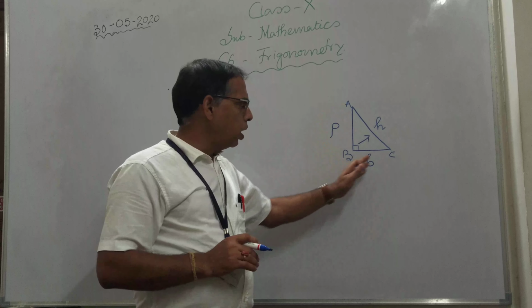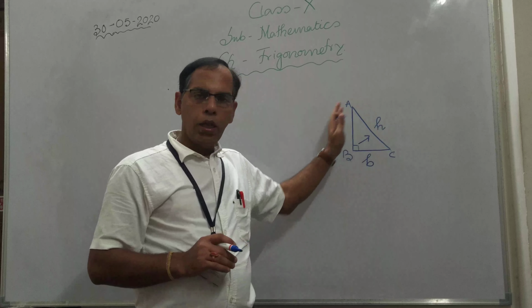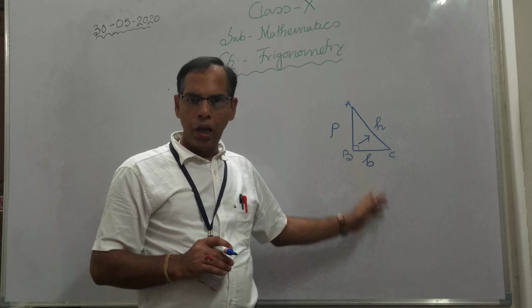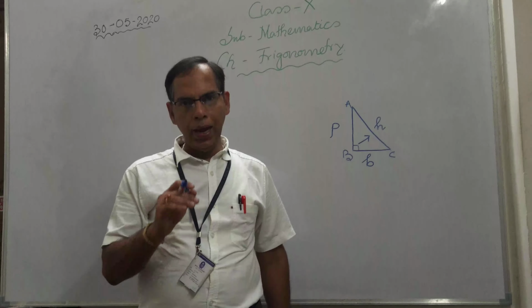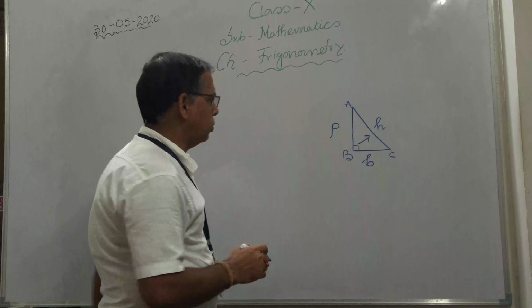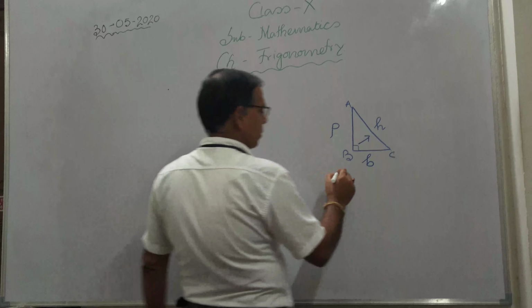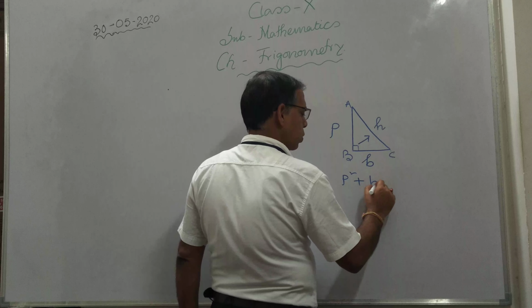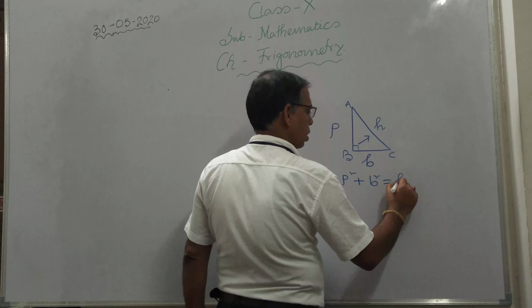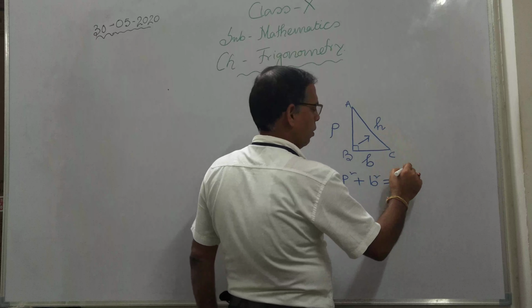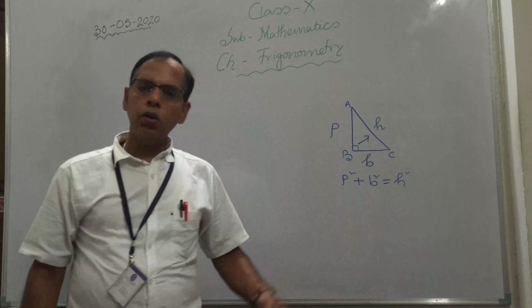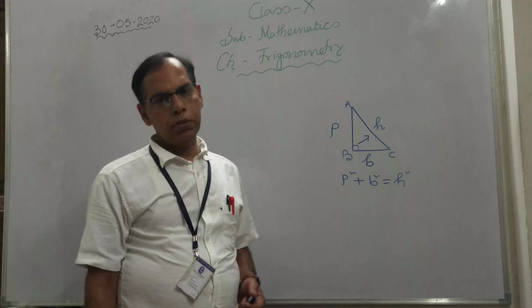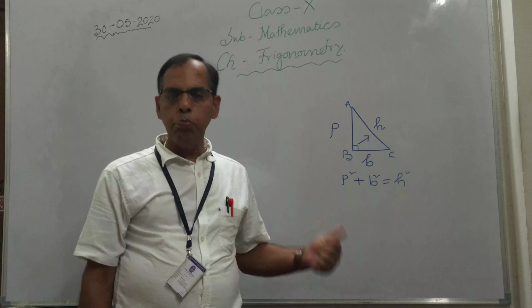And there is a relation consisting of these three letters, that is P, B and H. What is that relation? That relation is that P square plus B square equal to H square. Now here also you can see, here also you got another 3 terms. That is P, B and H.